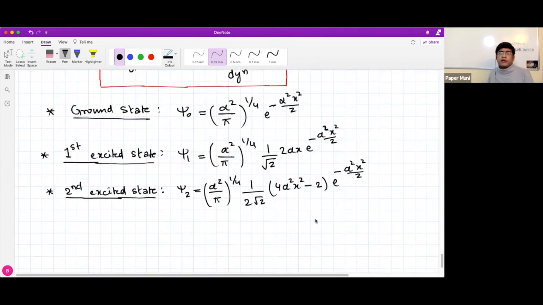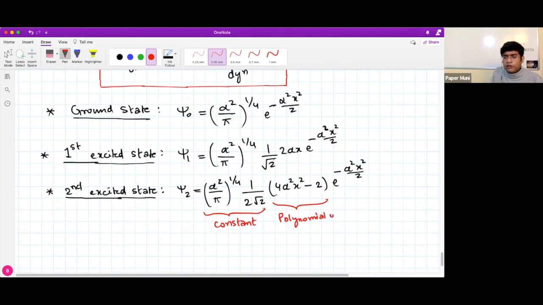Now stop writing and just look at the screen, and let me show you something. So what do you see in every wave function? You have this format. You have a constant. In every wave function, you have this format. You have a constant. You have a polynomial of some degree. In this case, what is the degree? N is equal to 2, right?